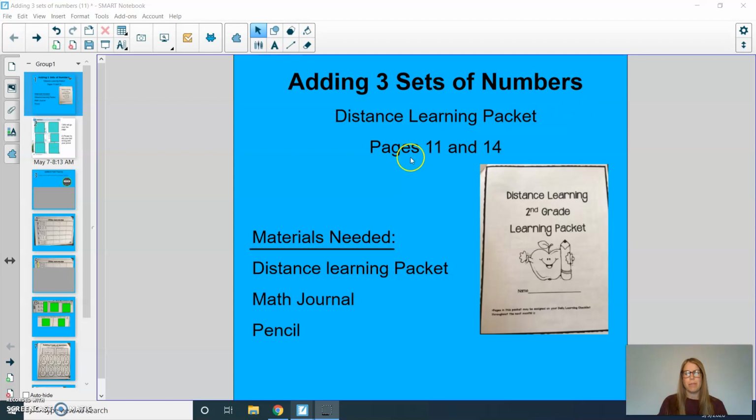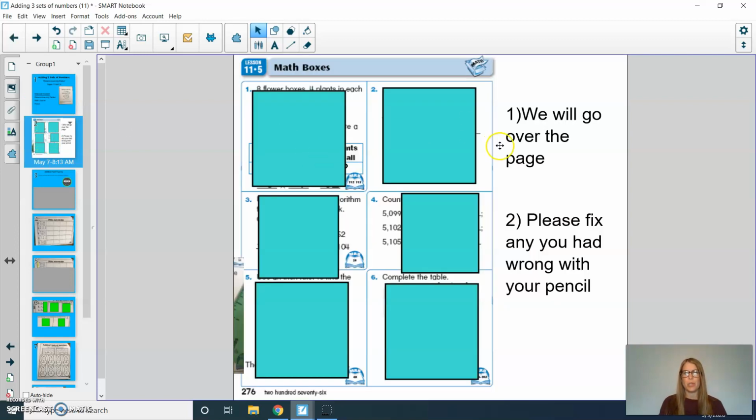The distance learning packet pages that we will use today are pages 11 and 14. The other materials that you'll need would be your math journal and your pencil. Let's get started. The first thing that we're going to do is go over our math boxes from the previous lesson. So this is page 276. If you notice that you have any wrong, please fix those with your pencil and eraser.